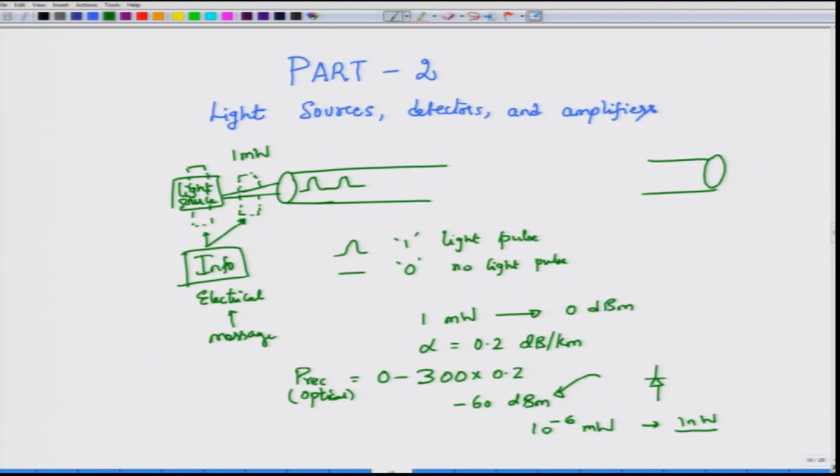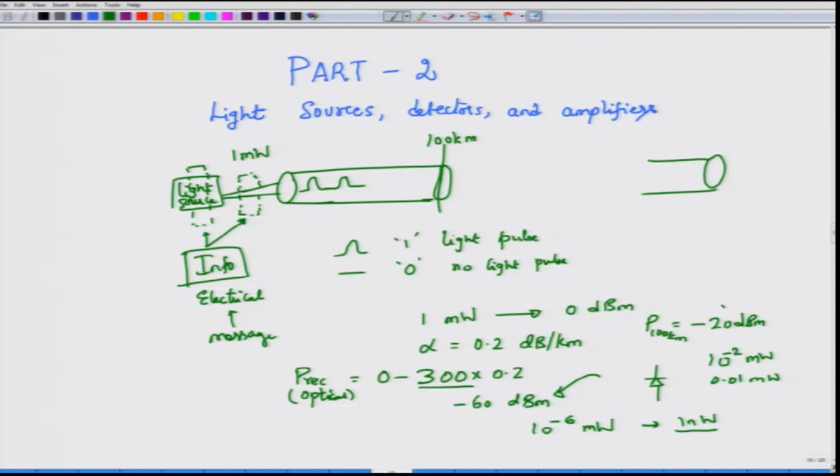So, what you would do is that instead of transmitting over 300 kilometers, let us say you break it up at about 100 kilometers. You terminate the fiber at 100 kilometers, because at 100 kilometers the signal would have dropped by only 20 dB, and for a 0 dBm launch power, the received power at 100 kilometers would be minus 20 dBm. Minus 20 dBm corresponds to 10 to the power minus 2 milliwatt, or 0.01 milliwatt, which is in the range of most photodetectors that are used in communication systems.